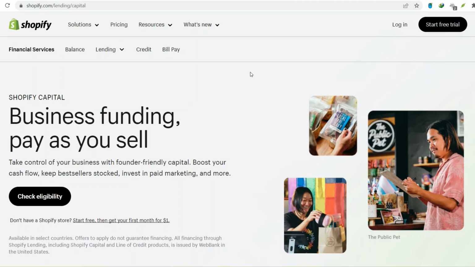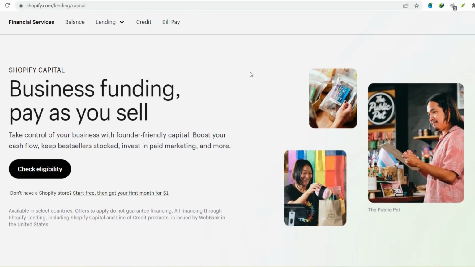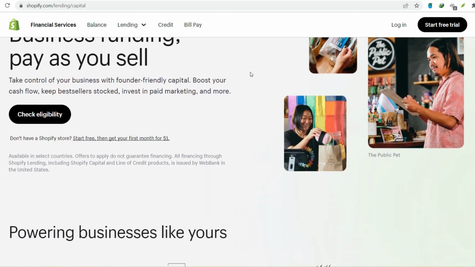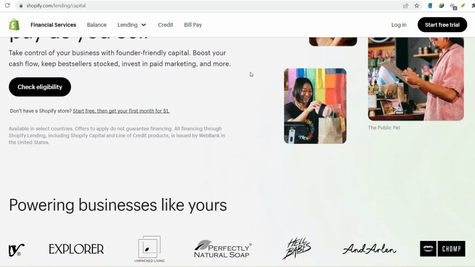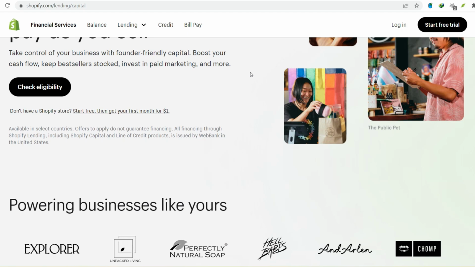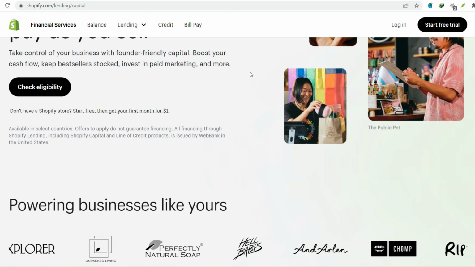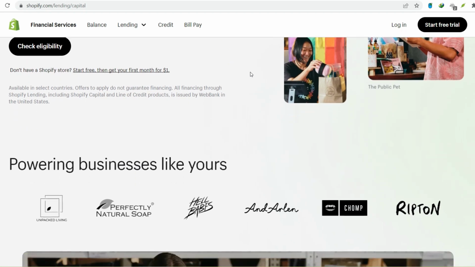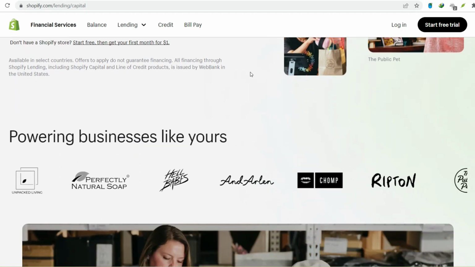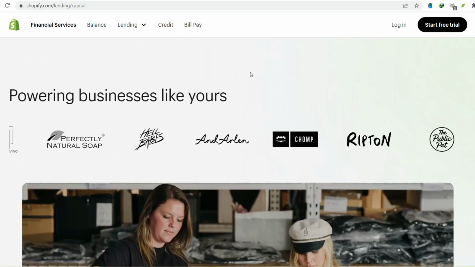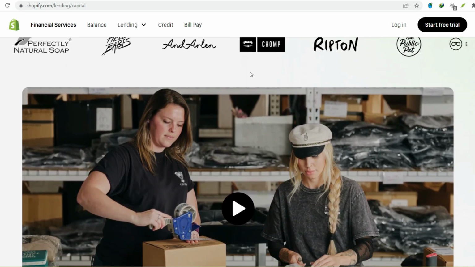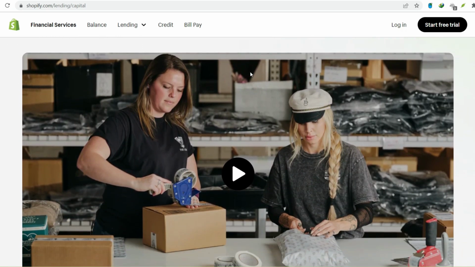Shopify Capital is a funding program designed to provide eligible Shopify merchants with quick access to capital to grow their businesses. Unlike traditional loans, it largely bypasses personal credit checks and instead focuses on your store's performance. Imagine you're running a thriving online store on Shopify, but you need an influx of cash to buy more inventory, launch a new marketing campaign, or invest in better equipment.